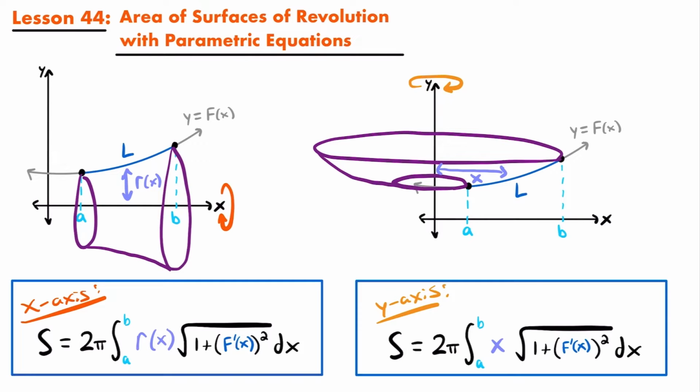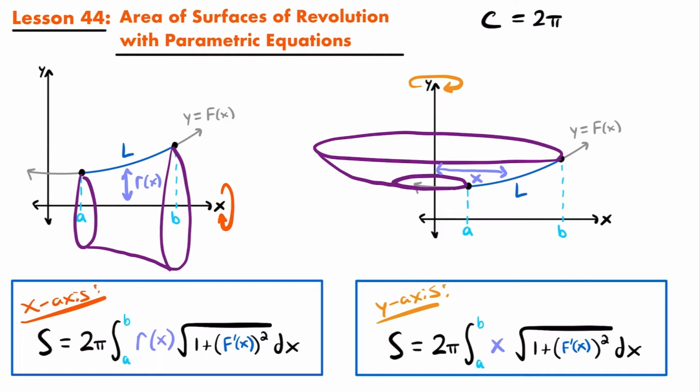All right, and so remember that the circumference of a circle is equal to 2 pi r. And so if we just take a look at our surface of revolution when we're revolving around the x-axis, the radius of our circles is small r of x. So we could replace r with r of x.